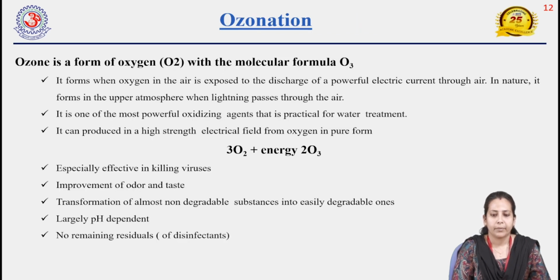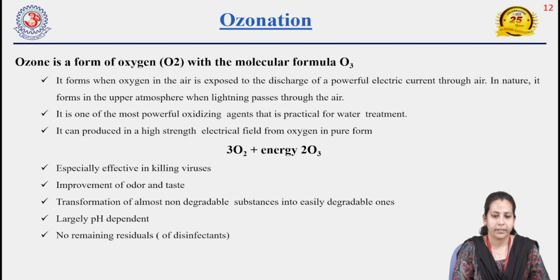Then next, coming to ozonation. Ozonation is also a very conventional method of treatment to disinfect water. Ozone is available in the form of oxygen. Basically, the molecular formula of ozone is O3. It forms when oxygen in the air is exposed to the discharge of a powerful electric current through air. In nature it forms in the upper atmosphere when lightning passes through the air. All of you know we have the ozone layer.